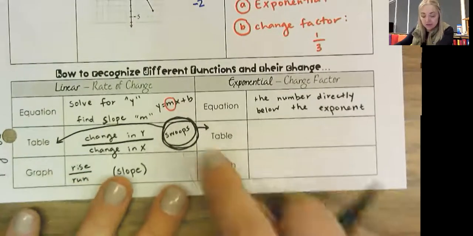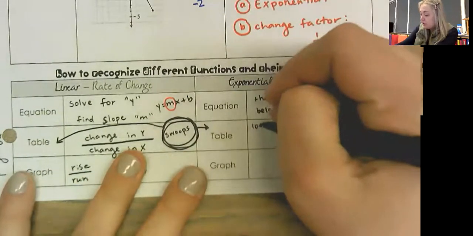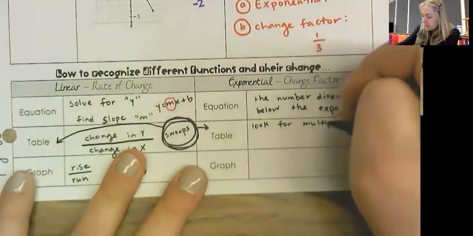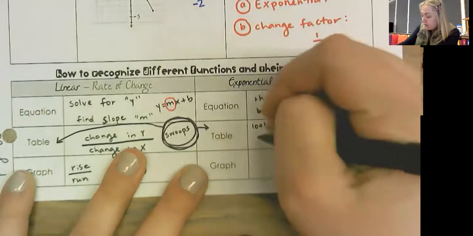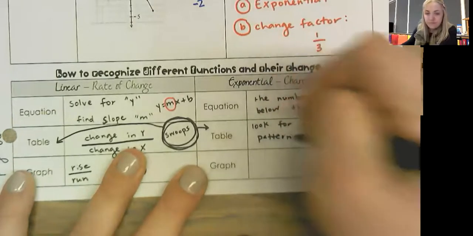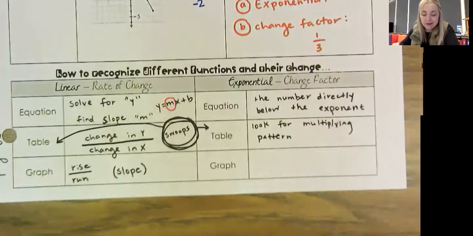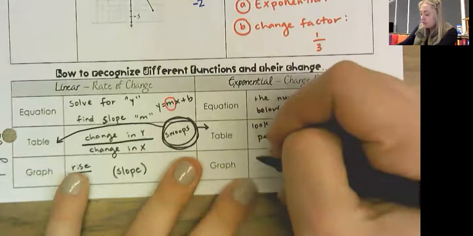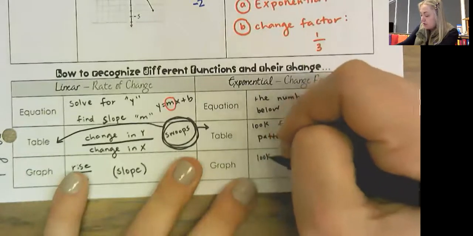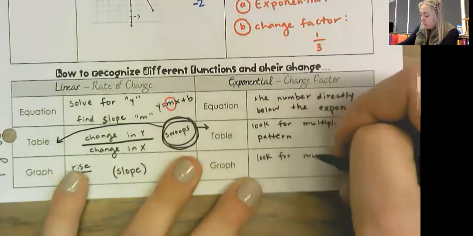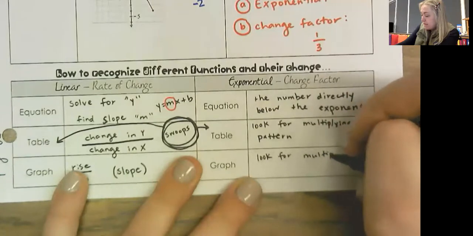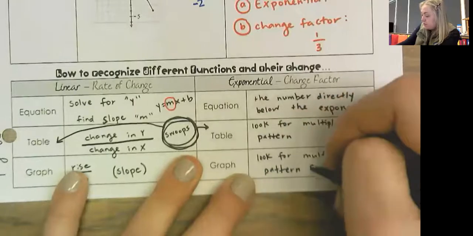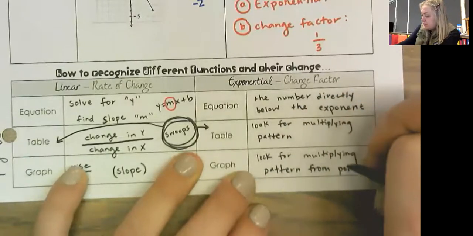On a table, you draw those swoops and then you look for a multiplying pattern. And then lastly, on a graph, you're looking for the distance between those points. Again, you are going to look for a multiplying pattern from point to point.